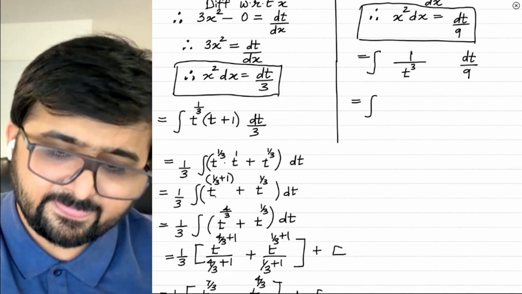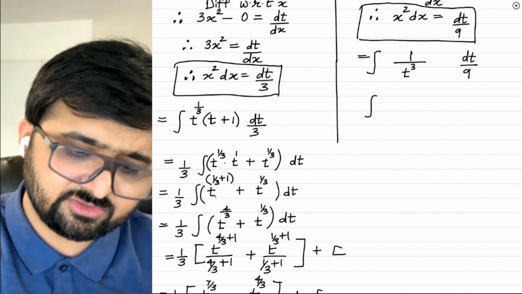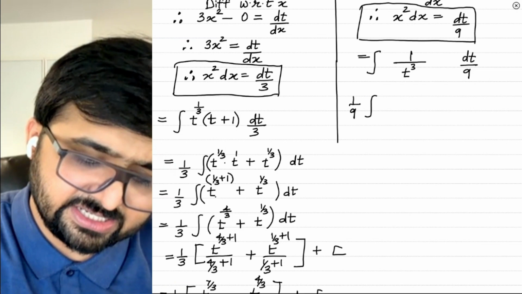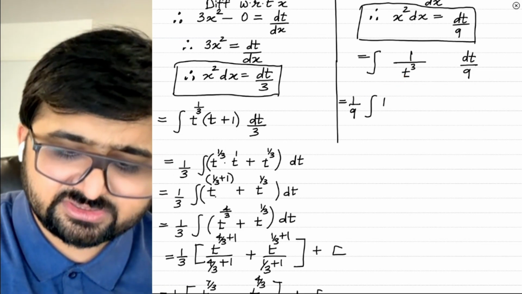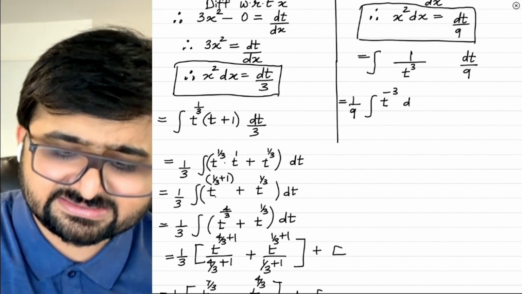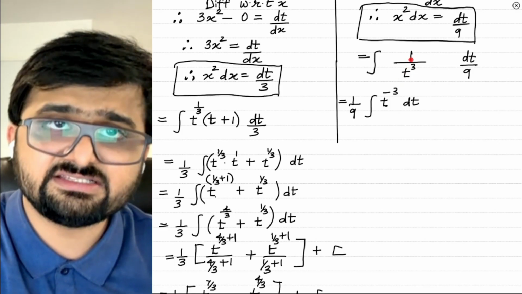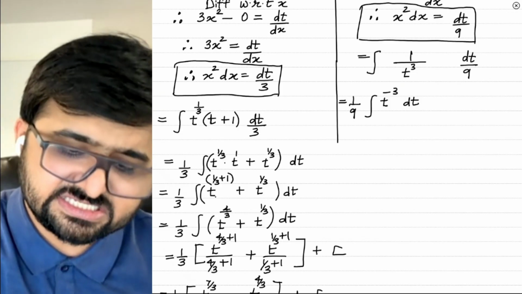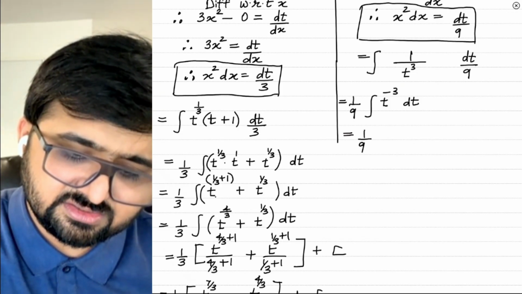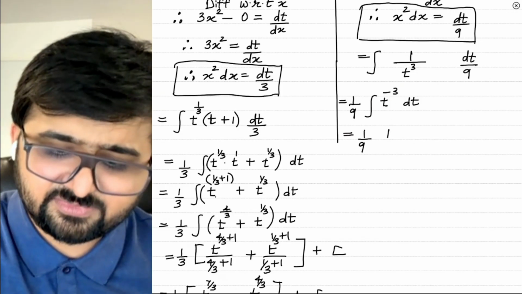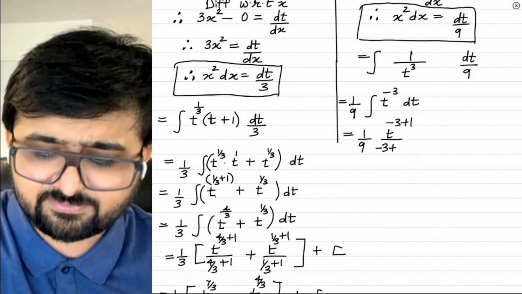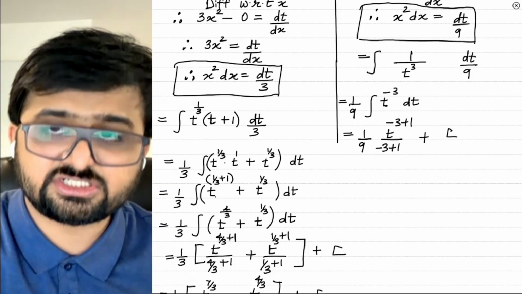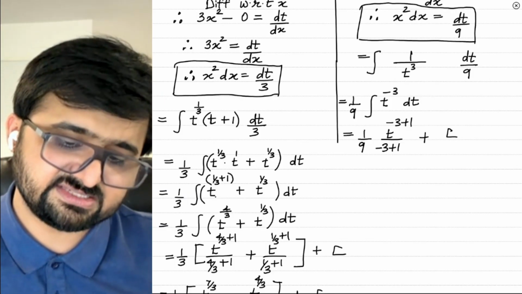Integration of this: 9 is constant, can be taken out of the integral. So that will become 1 by 9. 1 upon t to the power 3 is t to the power minus 3, by laws of indices. And this integral is nothing but t to the power minus 3 plus 1 divided by minus 3 plus 1, plus add constant of integral c. Okay, I hope that makes sense.